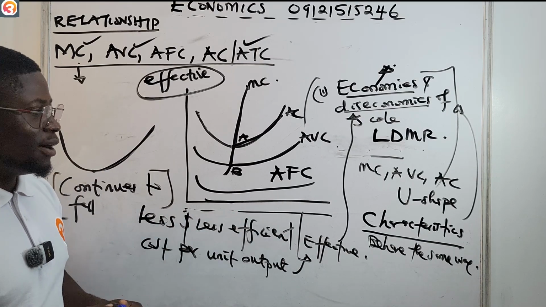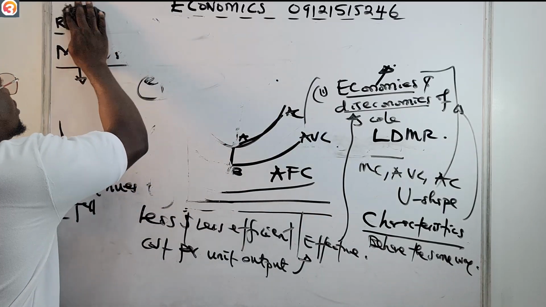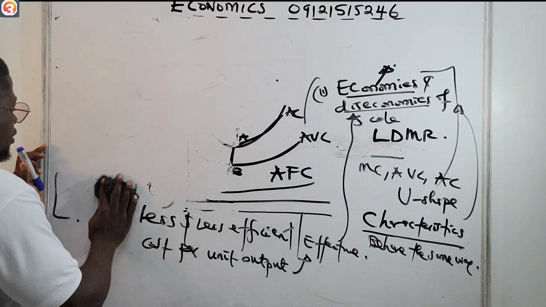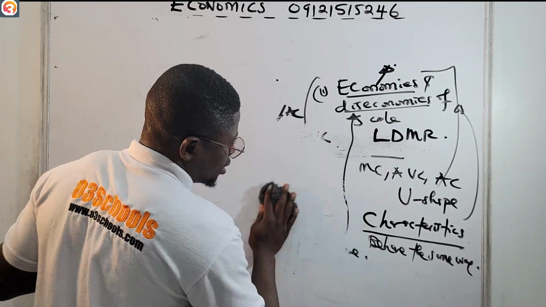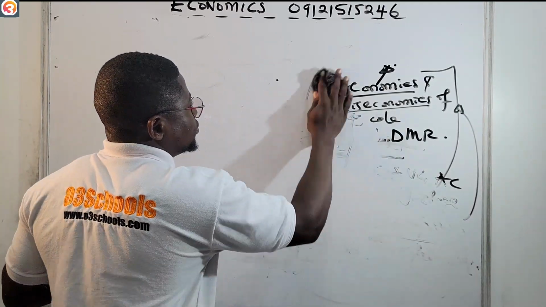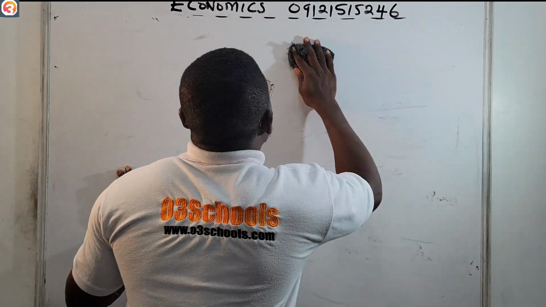Now, let us talk about another term, which is called the supply curve of a firm. After the supply curve of a firm, we'll do a small talk on long run cost analysis, and then we are done.